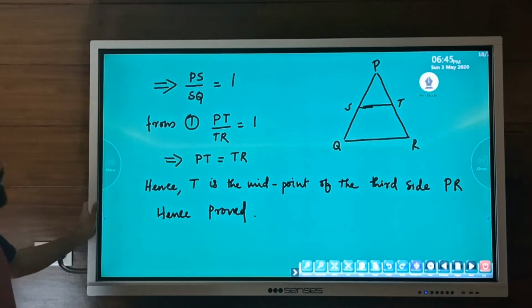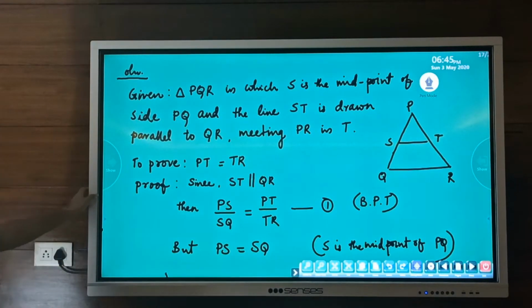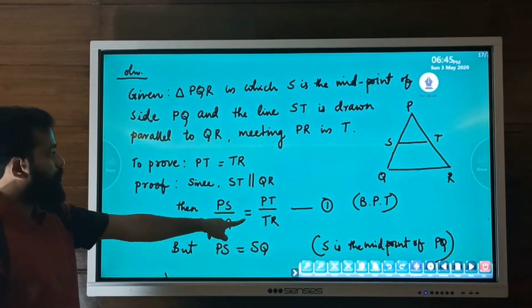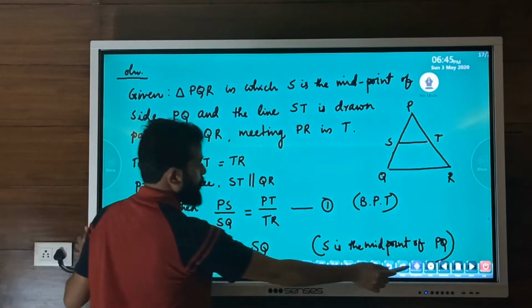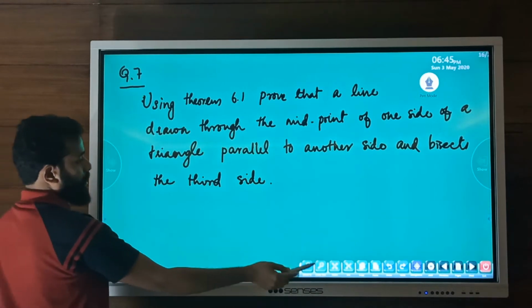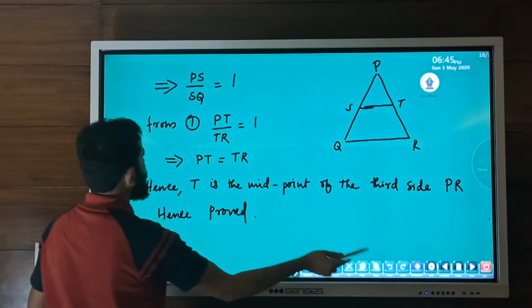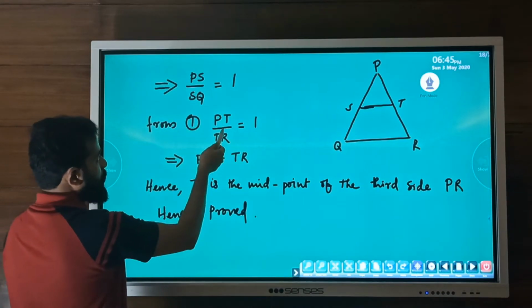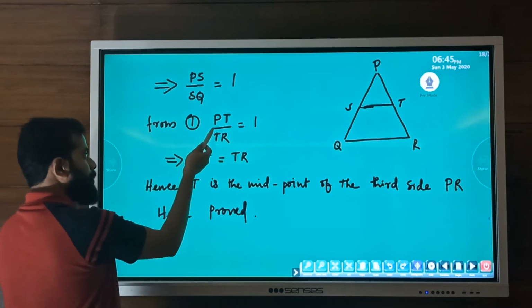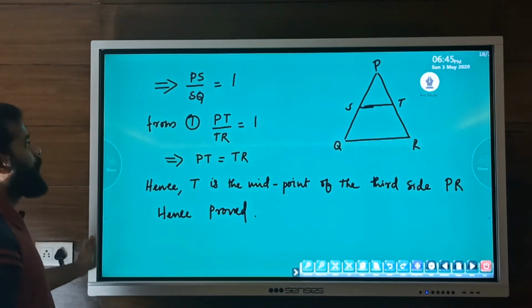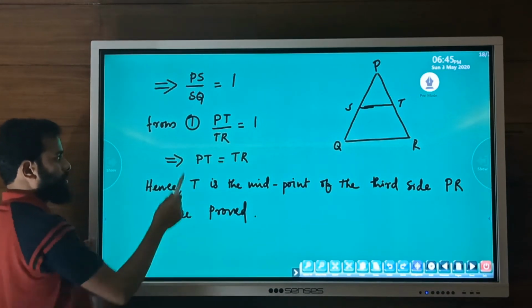PS by SQ is equal to PT by TR. PS by SQ is equal to 1, we have proved here. So PS by SQ is equal to PT by TR in equation 1. Therefore PT by TR also is equal to 1. Then if PT by TR is equal to 1, move this TR to the right side, it will be PT is equal to TR, hence T is the midpoint. So this is what we need to prove in this question.